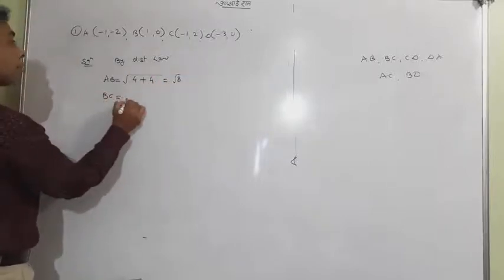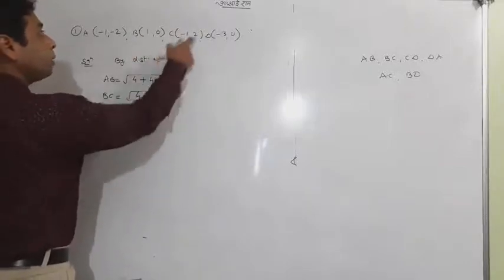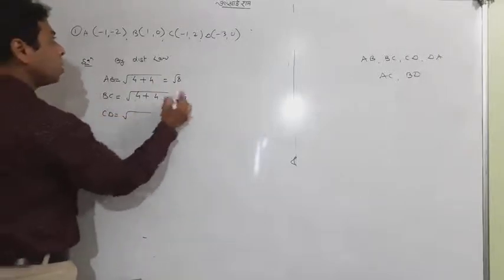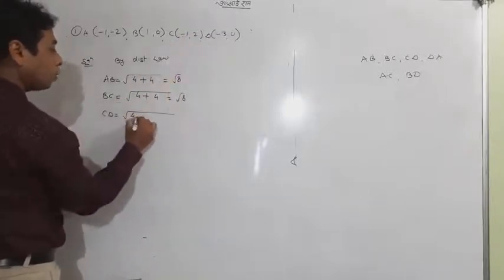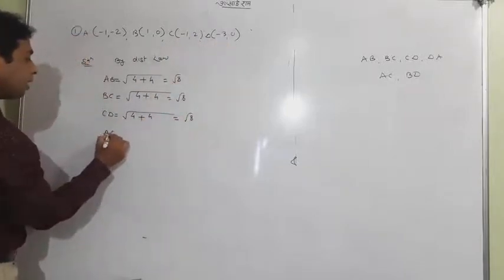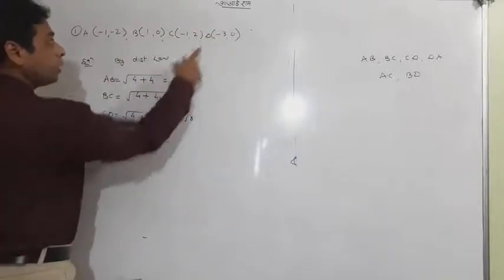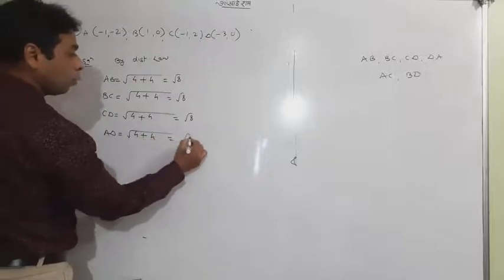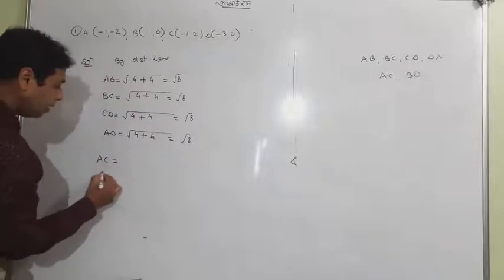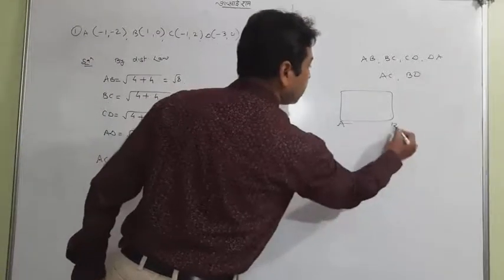AB, then BC: minus 1 minus 2, square is 4, and 2 minus 2 is 4. CD: minus 3 plus 1, 4, and 0 minus 2 is 4, so it is 8. And AD: minus 3 plus 1, 2, square is 4, and 0 minus 2 plus 4. What are you observing? All sides are the same. Now two diagonals also we will find, AC and BD. Look, we are having a simple quadrilateral ABCD.